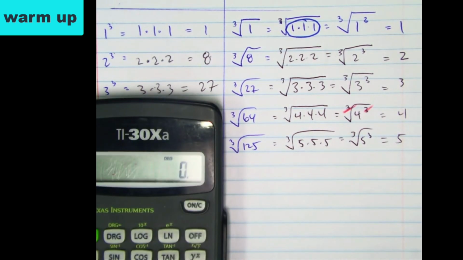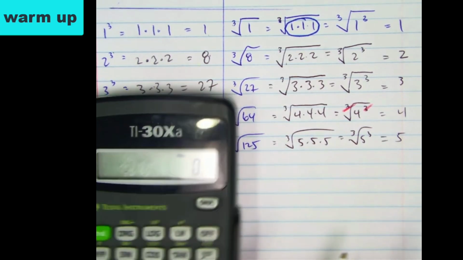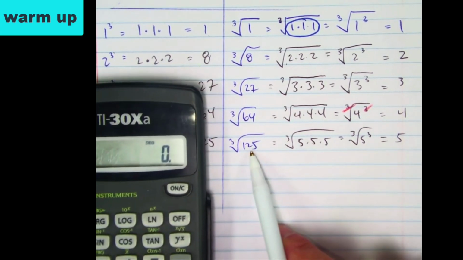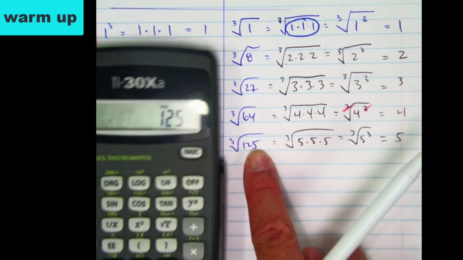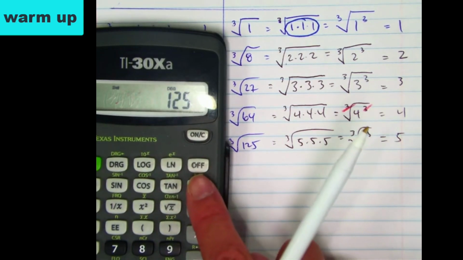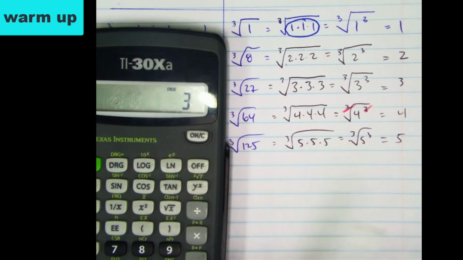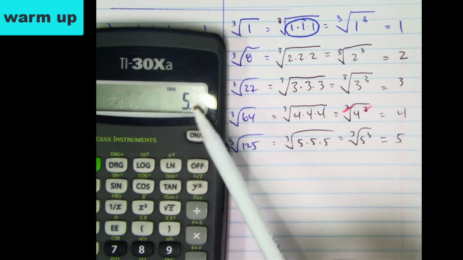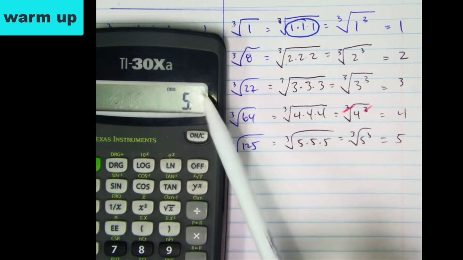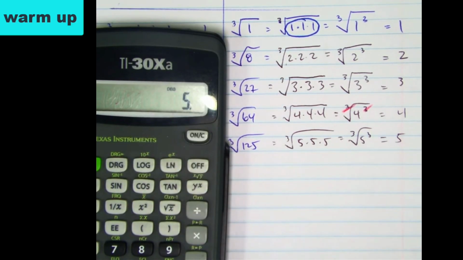Let me show you how to get this onto your calculator. So let's say I'm doing this one right here. I'm going to type in 125. And I'm going to press the second on this button. Press 3. And the calculator has found for me 3 identical numbers that multiply to be 125. That number is 5.